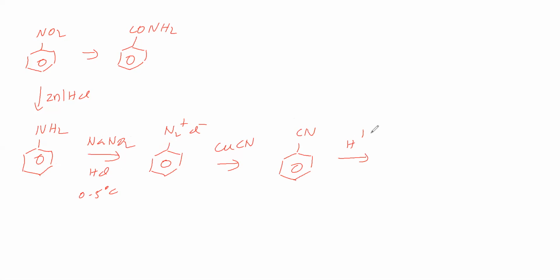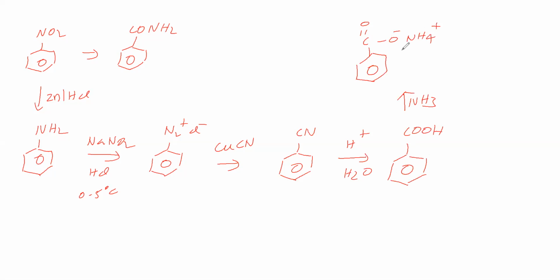This cyanide is taken for hydrolysis in the presence of acid. So the cyanide is converting into carboxylic acid and ammonia. So we got benzoic acid. This ammonia reacts with the benzoic acid to give ammonium benzoate. This ammonium benzoate on heating loses water, so we get benzamide. So we have seen nitrobenzene into benzamide.